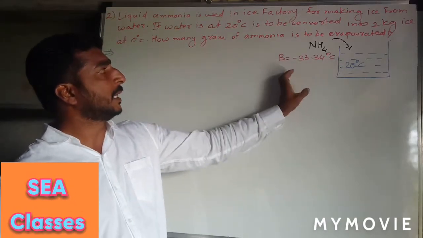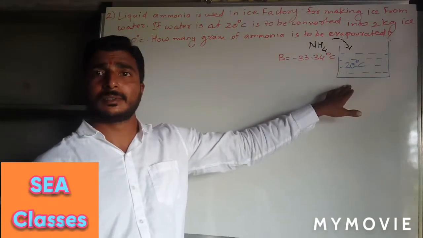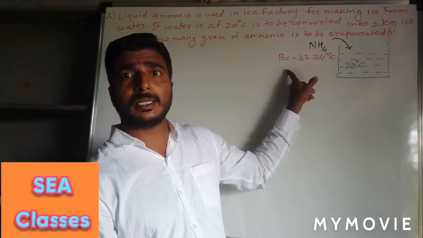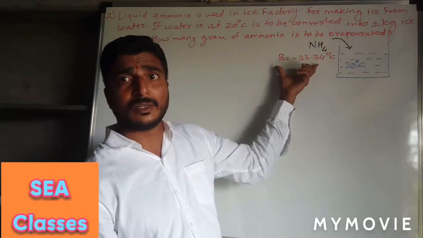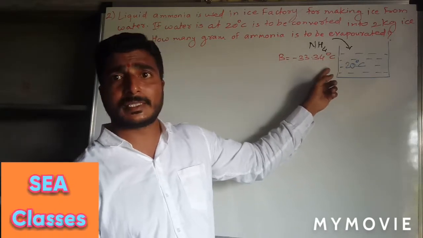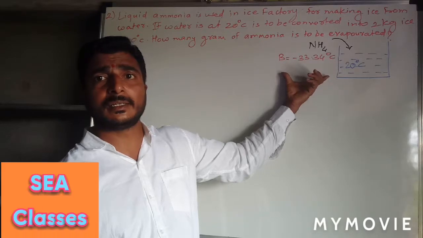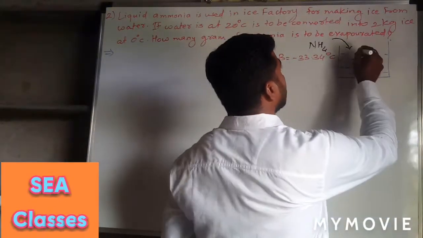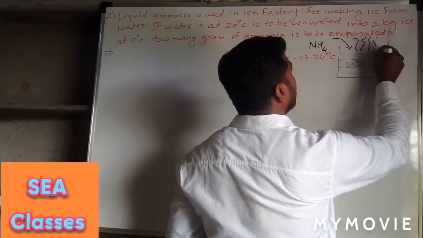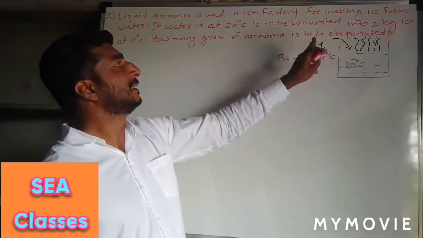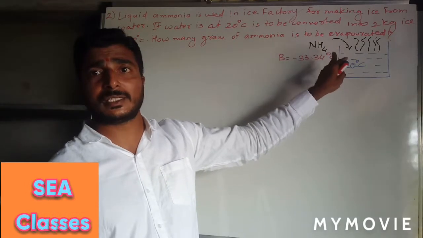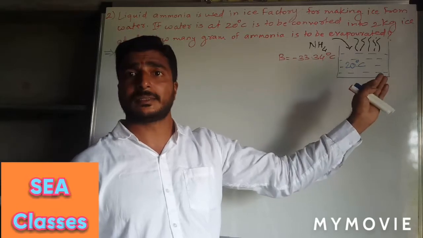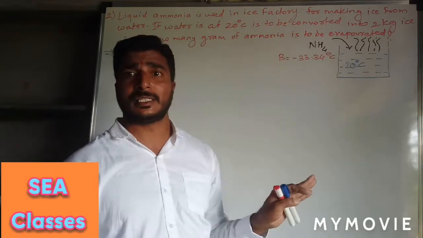Now when this liquid ammonia is put into the water, what will happen here? The temperature of the water is more than the ammonia. This ammonia has a boiling point of minus 33.34 degrees Celsius. That means the ammonia will start to vaporize, and the state of the ammonia changes from liquid to gaseous state. That's why the temperature will remain constant. The state of the ammonia is changing here.